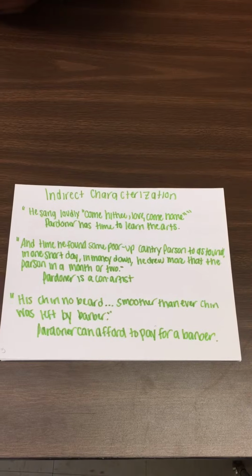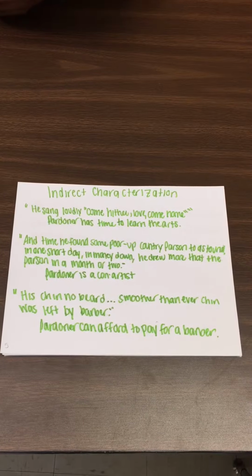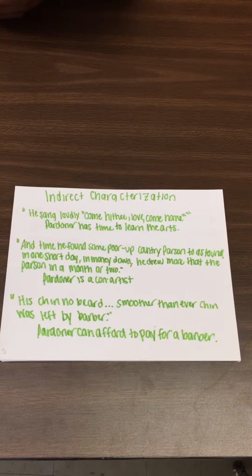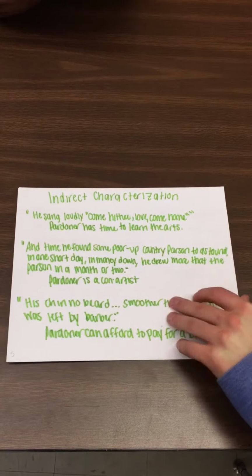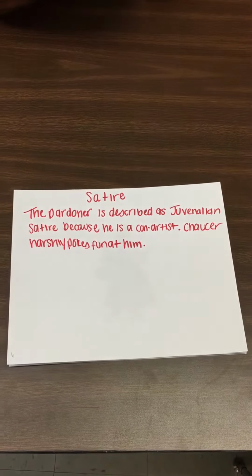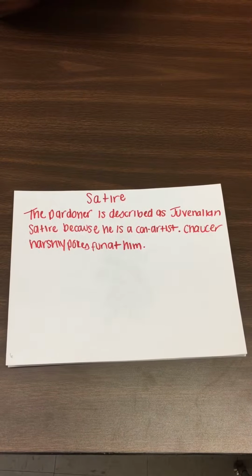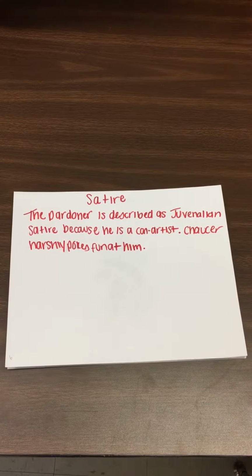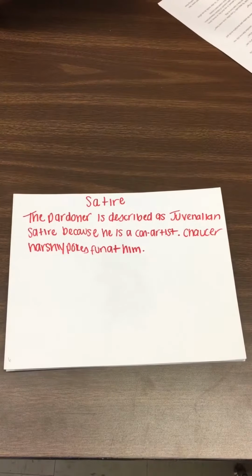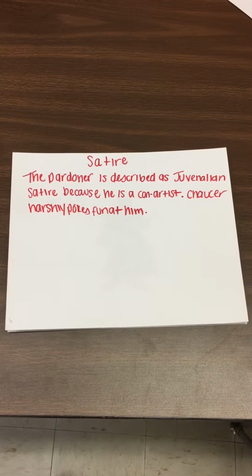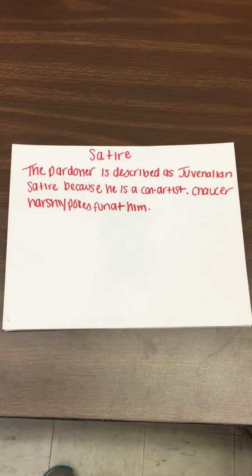His chin no beard, smoother than ever chin was left by barber. In other words, he can afford to pay a barber to trim his facial hair. The Pardoner is described with Juvenalian satire. He takes the religious relics and makes fake ones and sells them. The Pardoner is a con artist and makes a ton of money from making these fake relics. Juvenalian satire is described as being very harsh and bitter, which is what Chaucer is saying about the Pardoner.